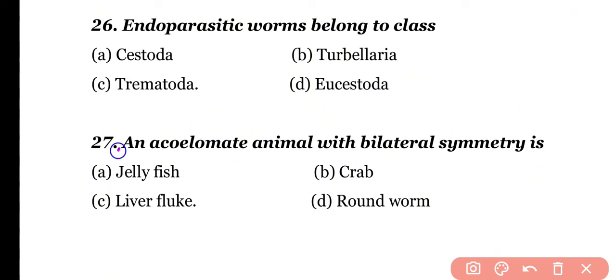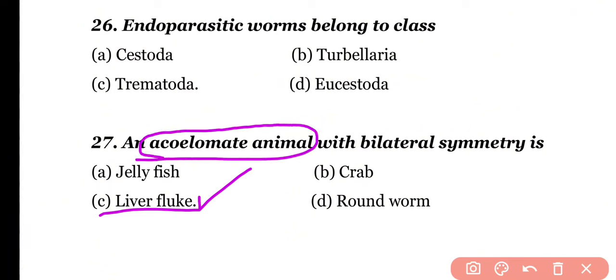Question number twenty-seven. An acoelomate animal with bilateral symmetry is jellyfish, crab, liver fluke, roundworm. Correct answer is option C. Liver fluke Platyhelminthes se belong karta hai. Ye ek flatworm hai jo ki acoelomate body cavity rakhta hai aur iske andar bilateral symmetry present hai.